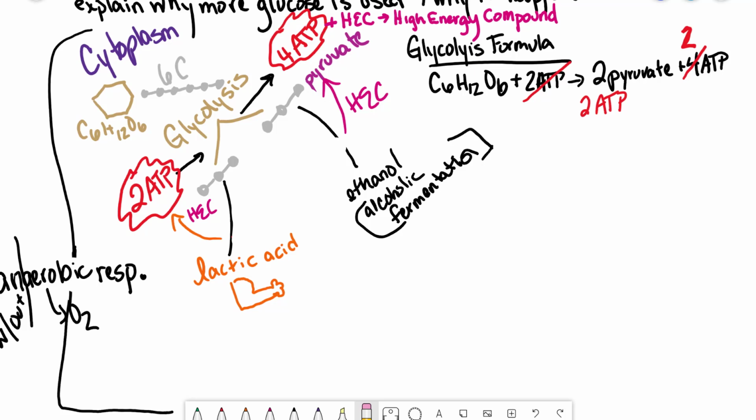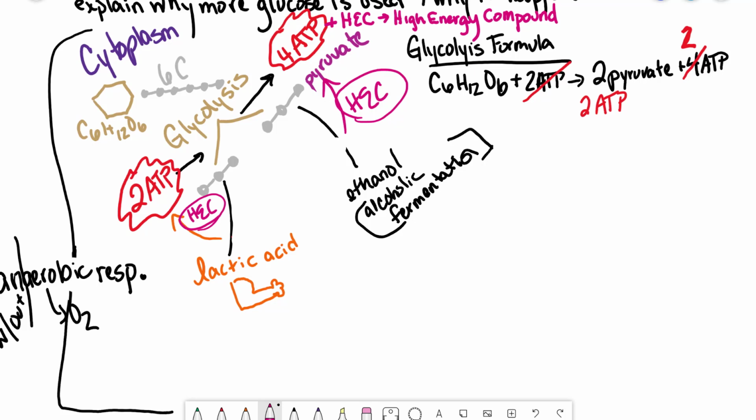The advantage of converting that pyruvate to lactic acid or alcohol is that it does release these high energy compounds, like we talked about right here. And so it allows glycolysis to continue to go through. So only 2 ATP are created.